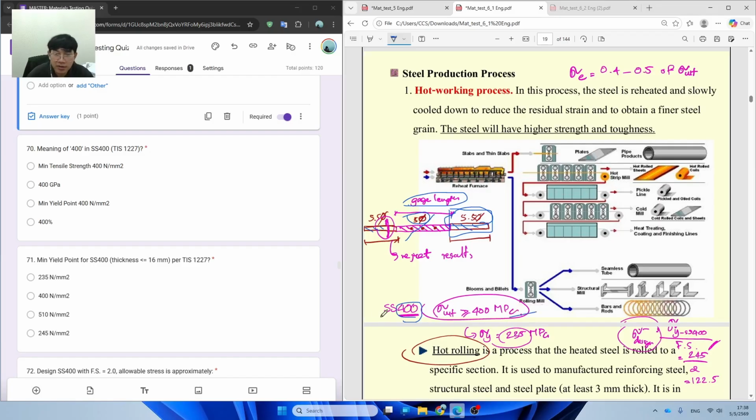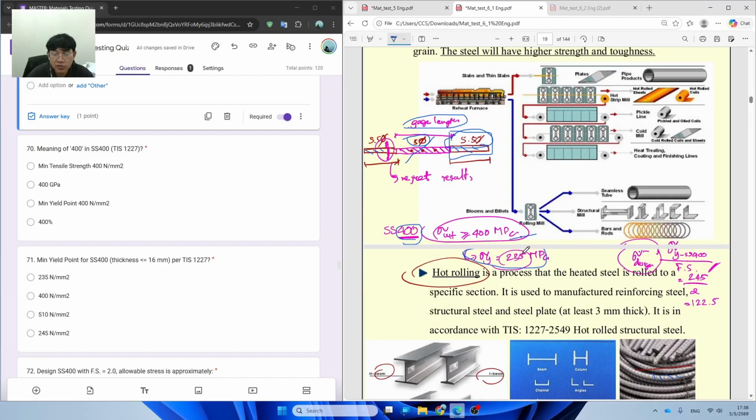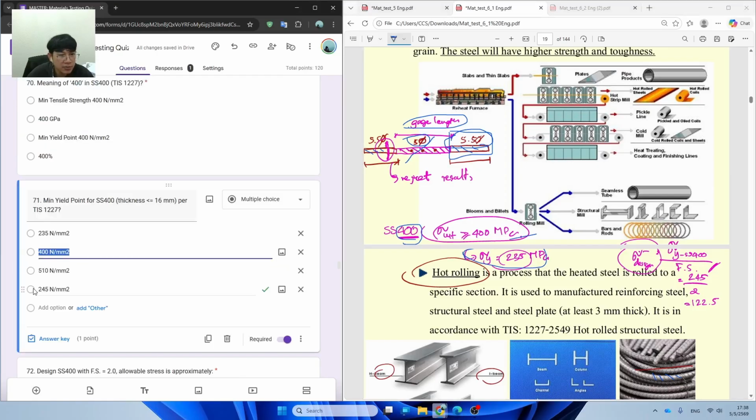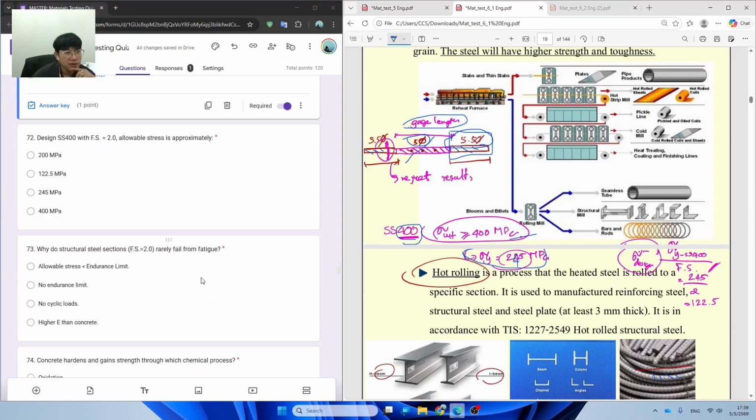Okay. And another point, just only the SS400 that we already discussed at the first, which means it has the ultimate strength of about 400 megapascal, and then for the yield stress, it's going to be 235 for the material that has the thickness larger than 16 millimeters. I think this one is supposed to be 245 when the thickness is less than 16 millimeters. Okay, so 235 is for the thickness larger than 16 millimeters. So the correct answer is going to be 245.